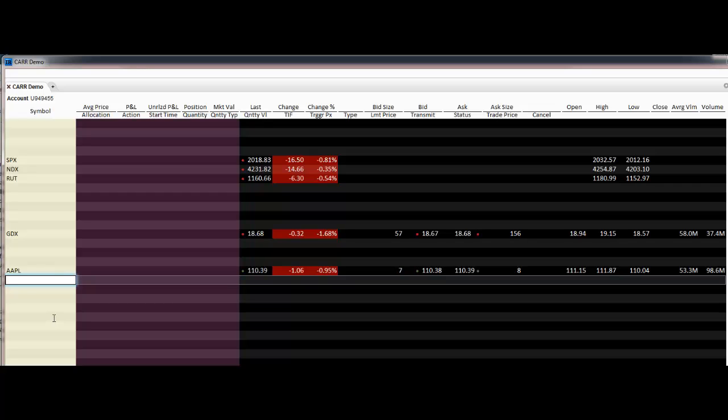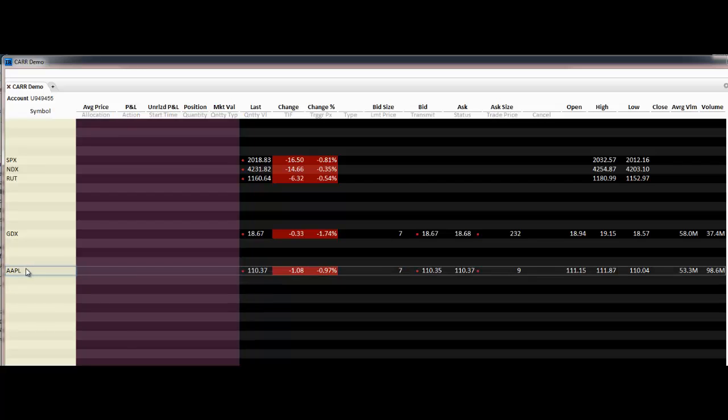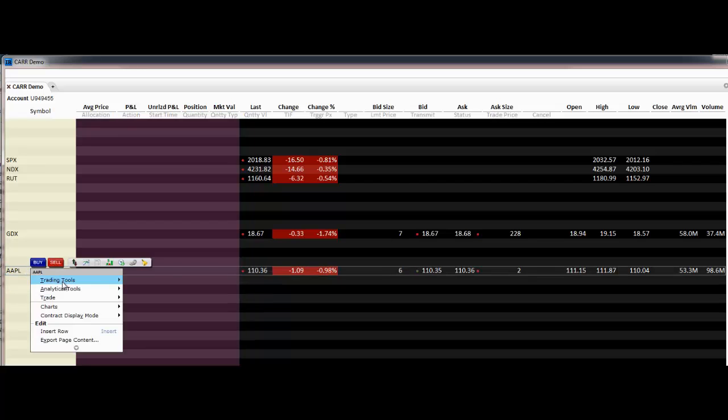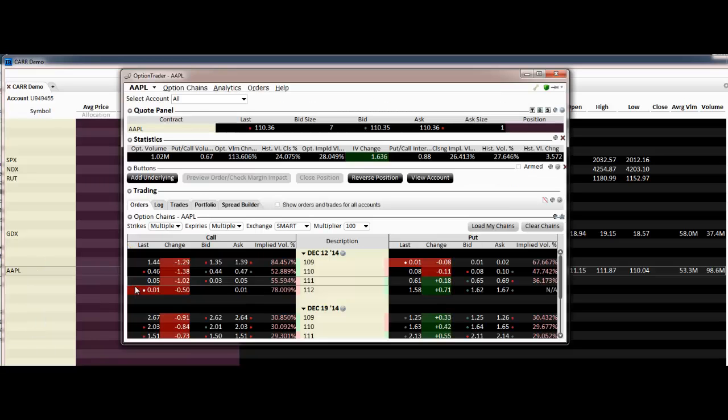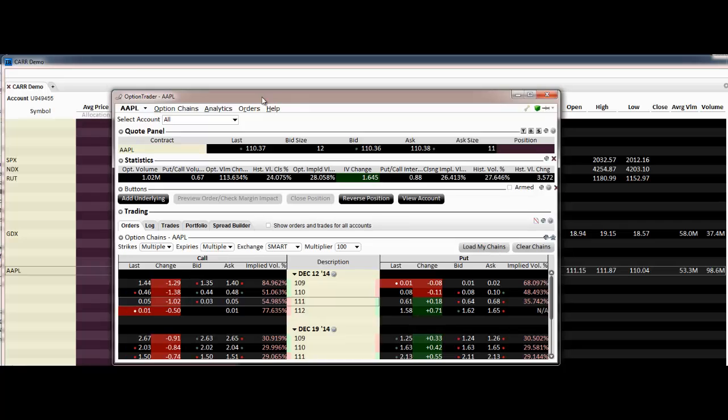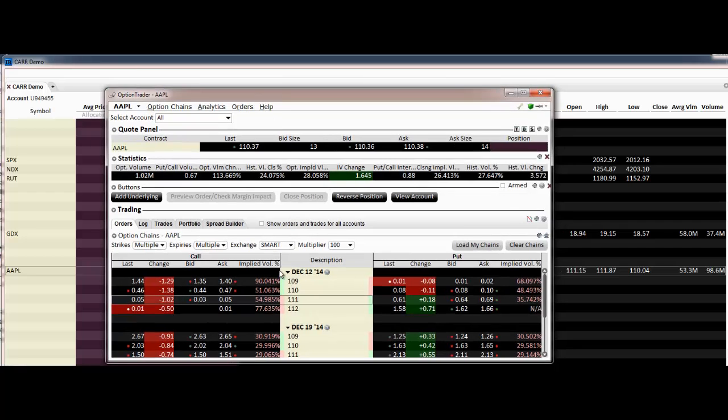And so what we want to do is get our call options onto the screen. We do that by right-clicking on the Apple symbol, Trading Tools, Option Trader, and that brings up what's called the option chain. The option chain will show you a variety of strike prices for both calls and puts at different expiration dates. I can control which strike prices I see in the chain, which expiration dates I see, and so on. To control the strike prices, I use this drop-down menu, and right now I have highlighted strike prices 109 to 112.